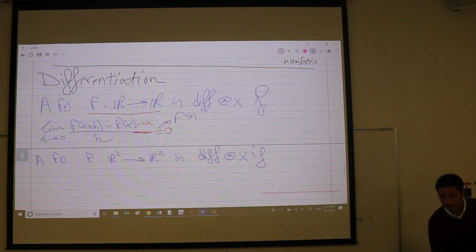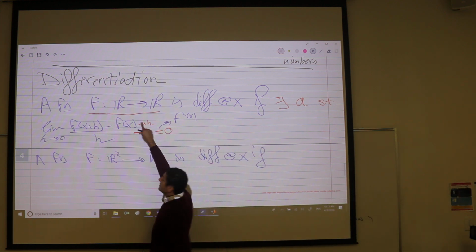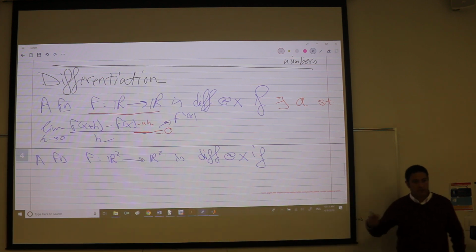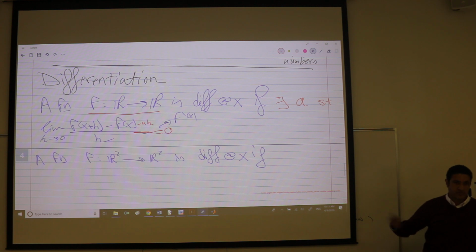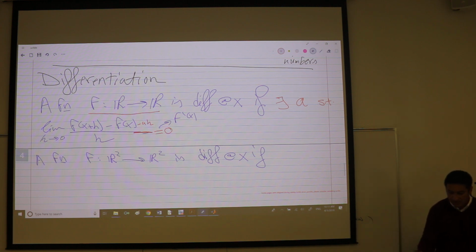So a function from R to R is differentiable at x if there exists some number A such that this limit is 0, okay? And this number A will be the derivative, which is the linear approximation of the function, just the slope of the function, right? Very good. The same here, we'll do the same.